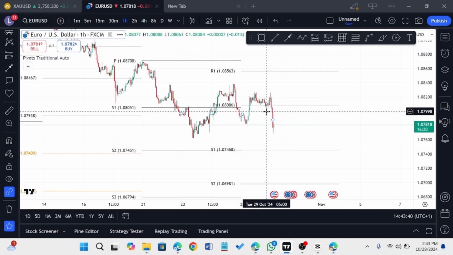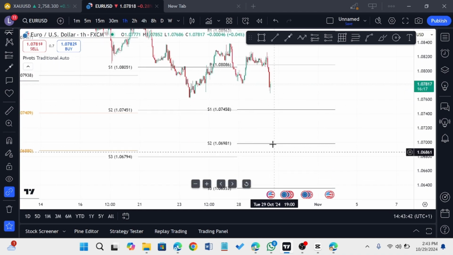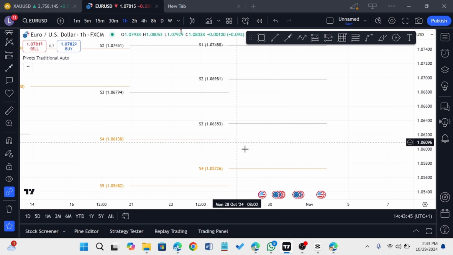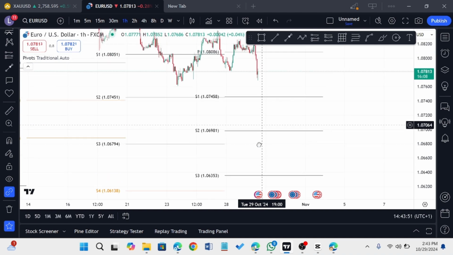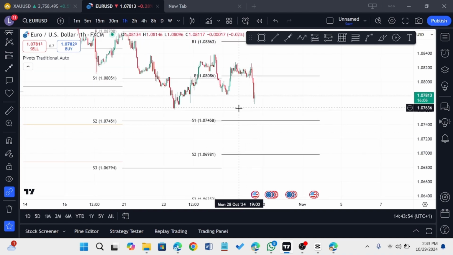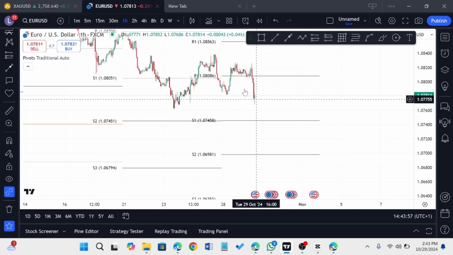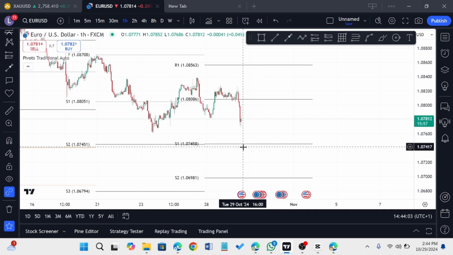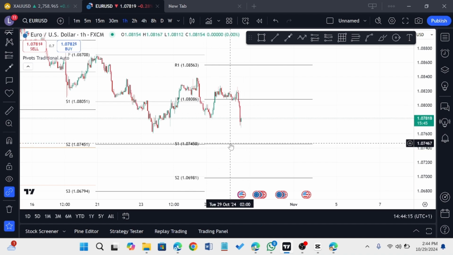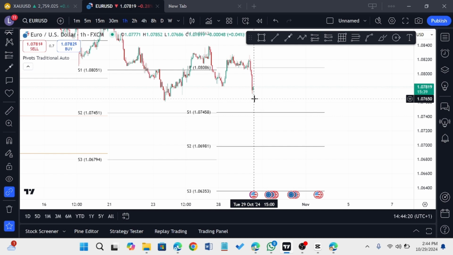So the support levels S1, S2, and S3, S4, and I think stop at S5, they all represent potential areas where downward price movement may slow or reverse. For example, price is currently bearish, so we're looking at the S1 for potential reversals, because that's the support level, that's the pivot support level. So as price approaches these levels, you can watch for signs of buying pressure, such as candlestick patterns or increased volume in the market. And that's the same for the resistance.